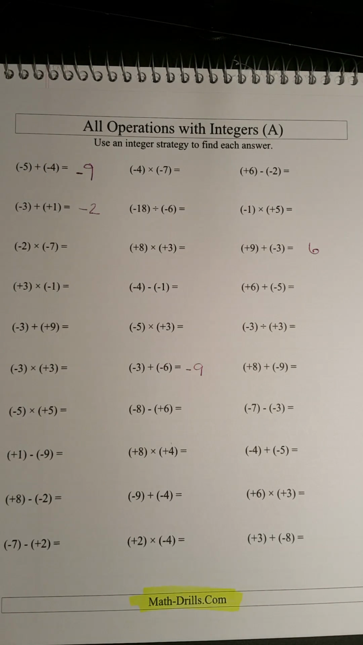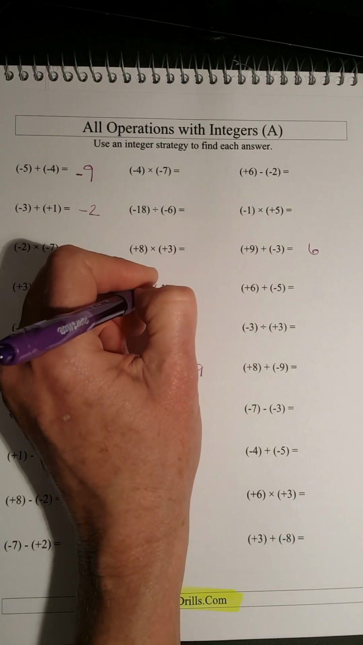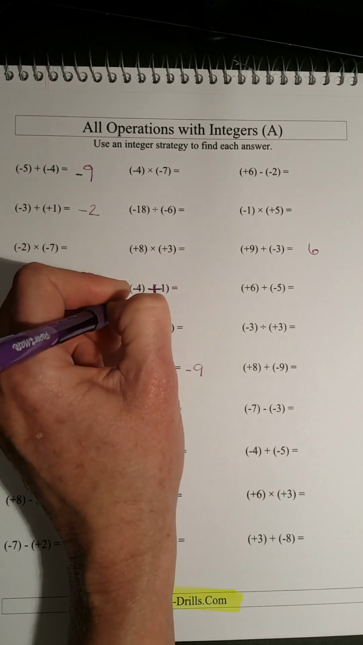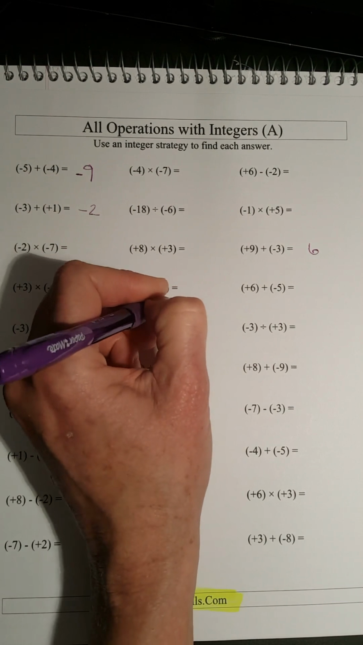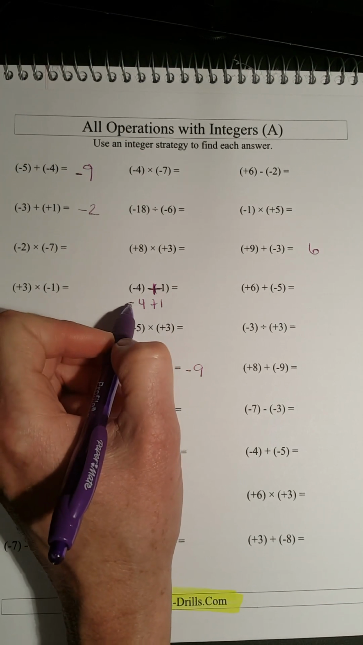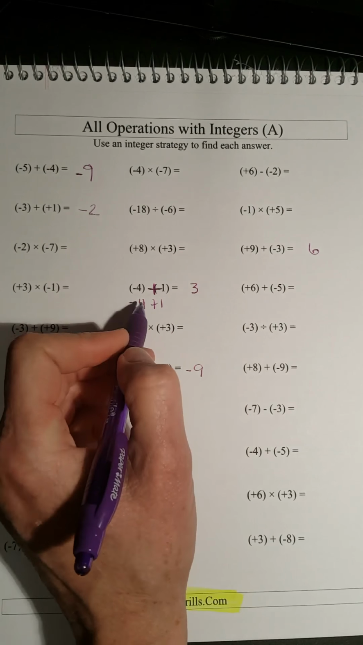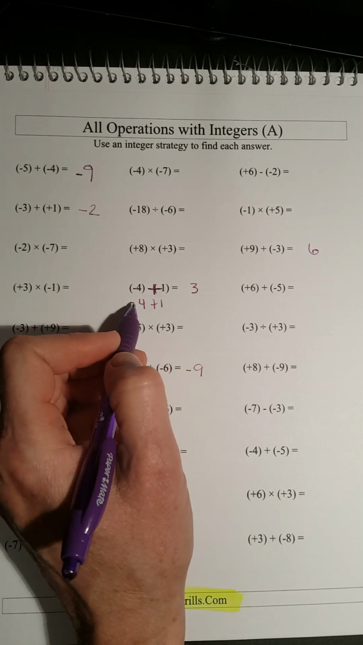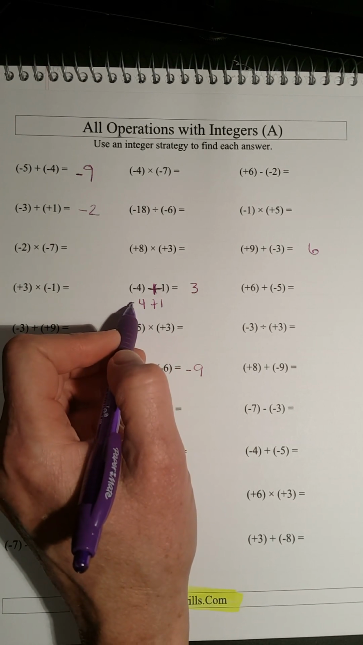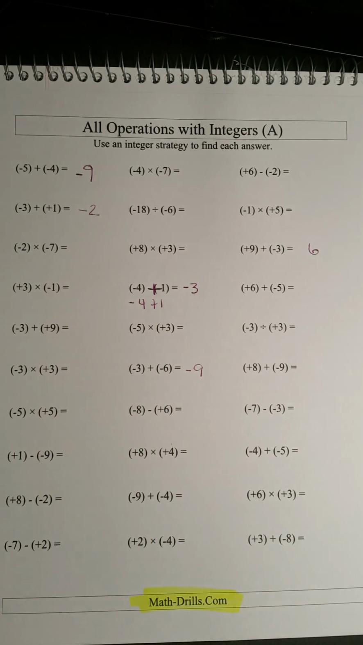Okay, let's do some subtraction ones. Here's one of those that I get to connect. So this is a negative 4 plus 1, and they're different signs, so I'm going to subtract. So 4 and 1, the difference is 3. 4 is bigger, 4 is negative, so the answer is negative.